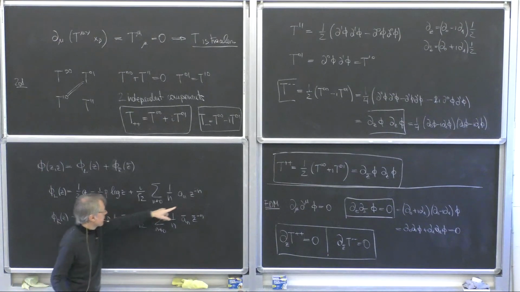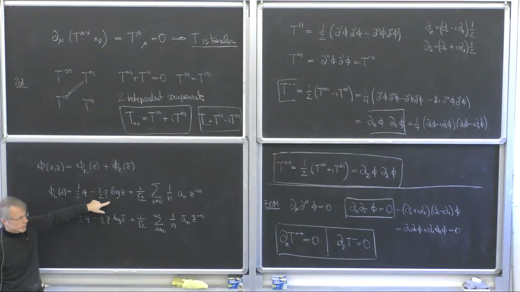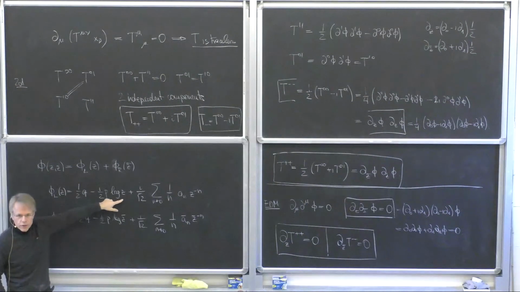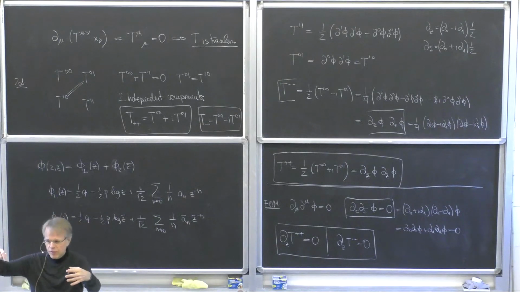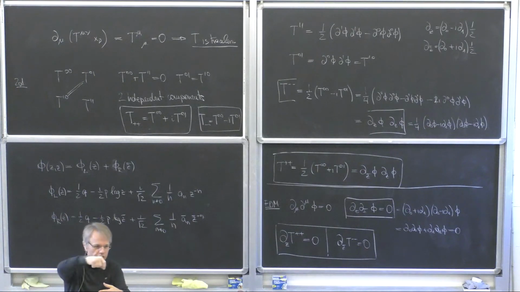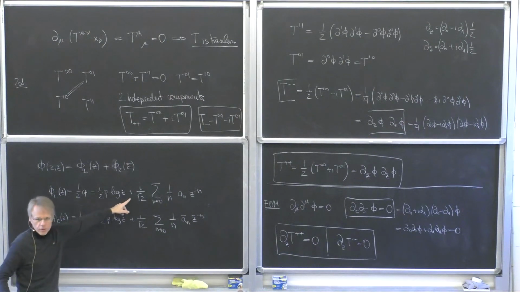Obviously, the z to the 0 term is this one. But then I can also write down a log term, because if I take a derivative of a log, I get 1 over z. So there's a log term. But with the log term, I have to be careful, because this function is meant to be a good and honest function on the complex plane. So log z is not a good function on the complex plane.